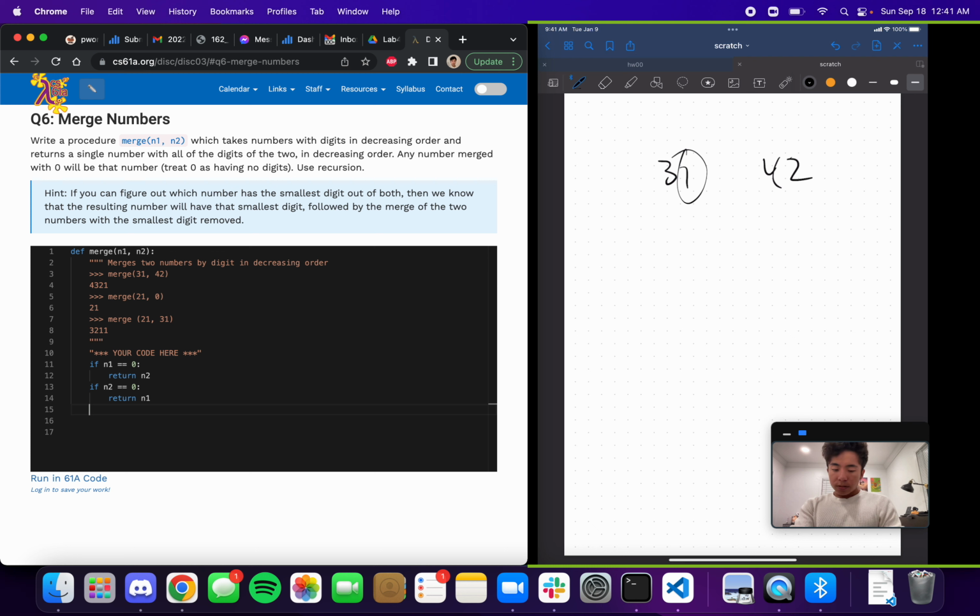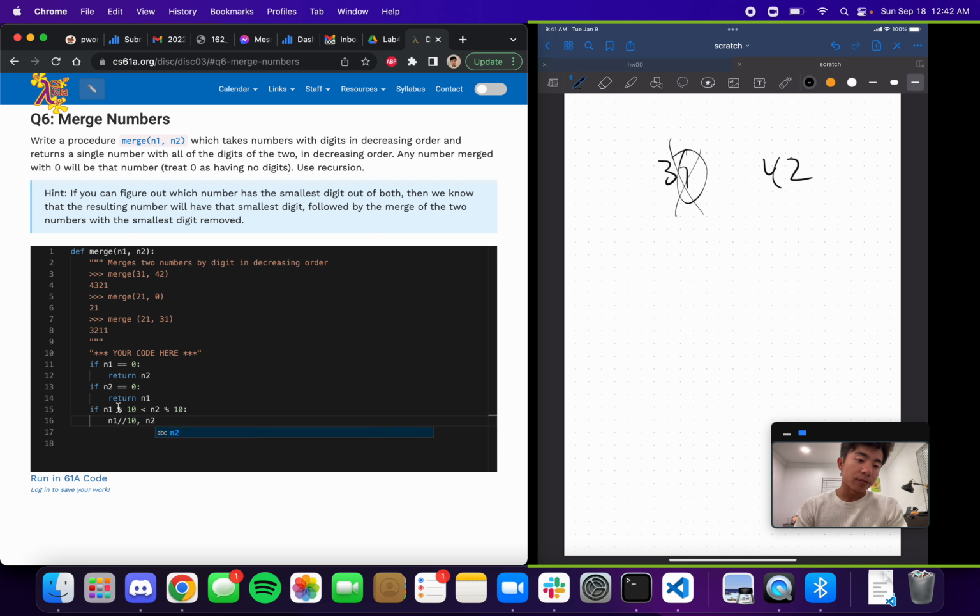What we're going to do here is check if n1 mod 10 is less than n2 mod 10. So if the digit in n1 is the smallest digit out of everything, then what do we want to do with that? We want to take the digit away. So we want to take that 1 away. How do we do that? We do n1 floor div 10. And n2 is going to stay the same. It's going to stay 42.